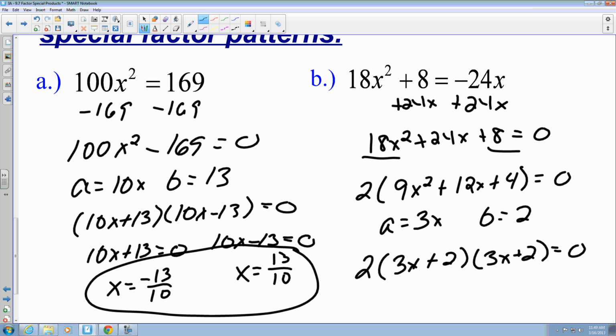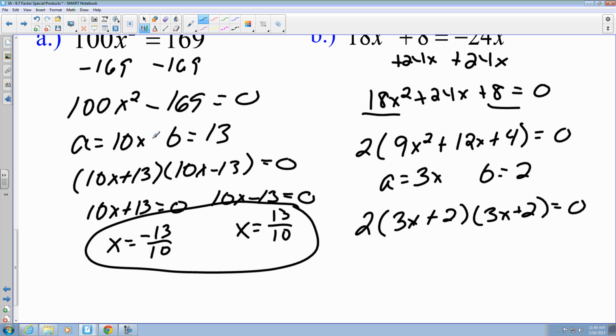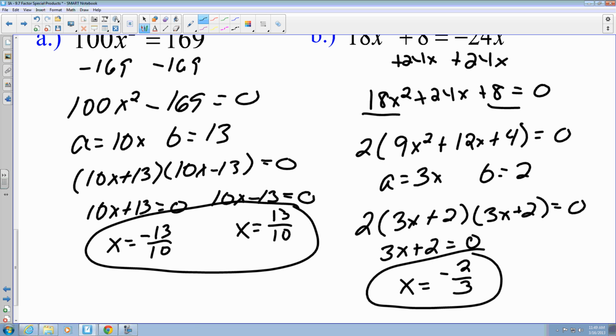And then I can use the zero product property. I only have to do it with one of them because they're the same thing, and I don't need to write it twice. So this is going to give me a negative 2/3. There'll just be one solution. And that is being able to factor using special products. Hope this helps. Till next time.